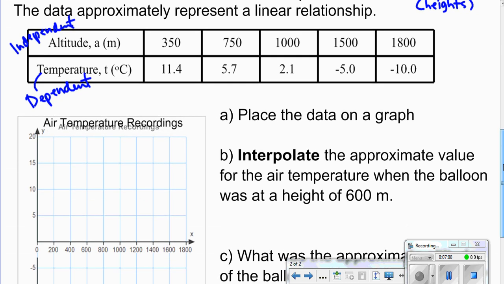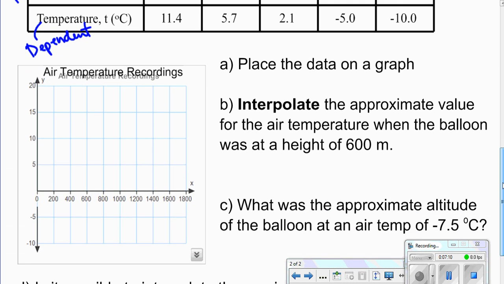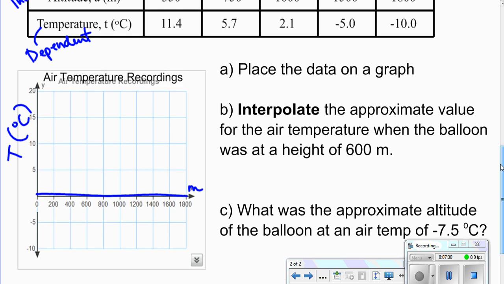So that means if altitude is independent, it is going on our horizontal axis. So this is going to be in meters, the altitude. And then the temperature in degrees Celsius is going to be our dependent variable, so it goes on the vertical axis, or the y-axis. So we need to place the data on the graph as best as we can.